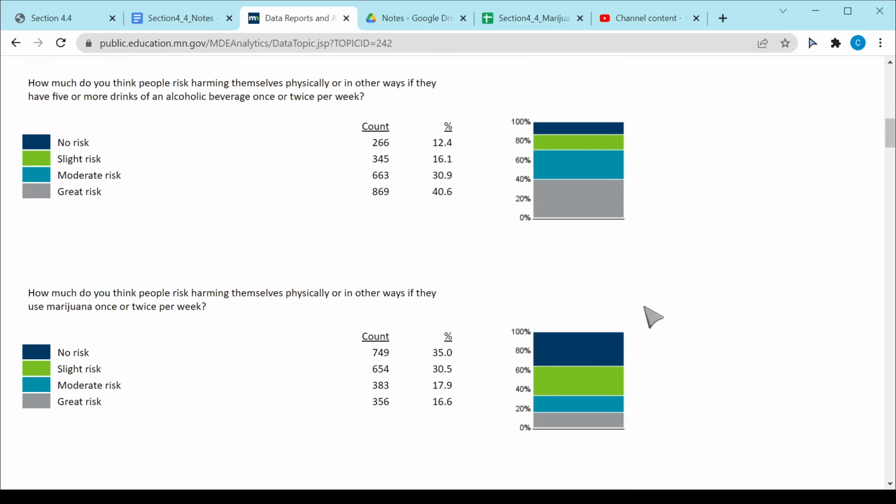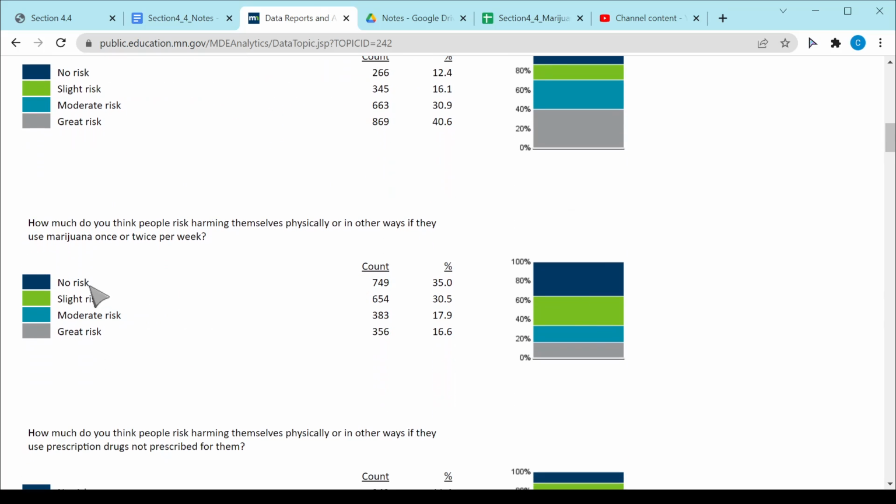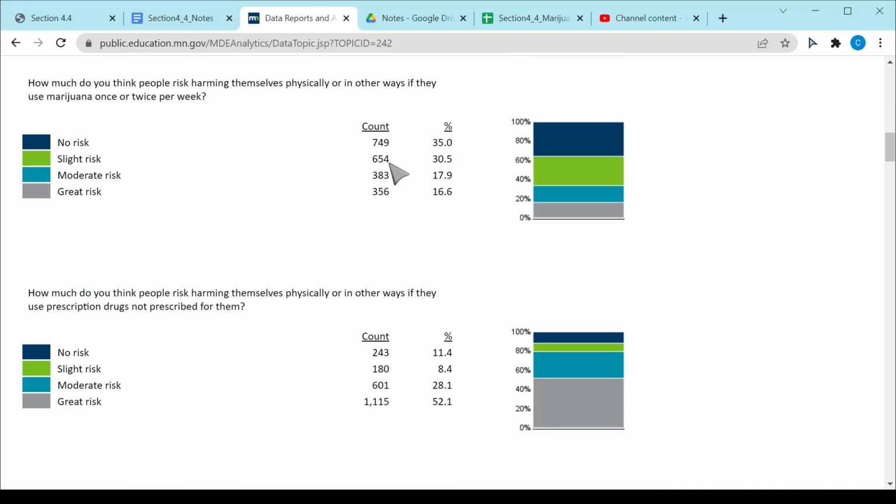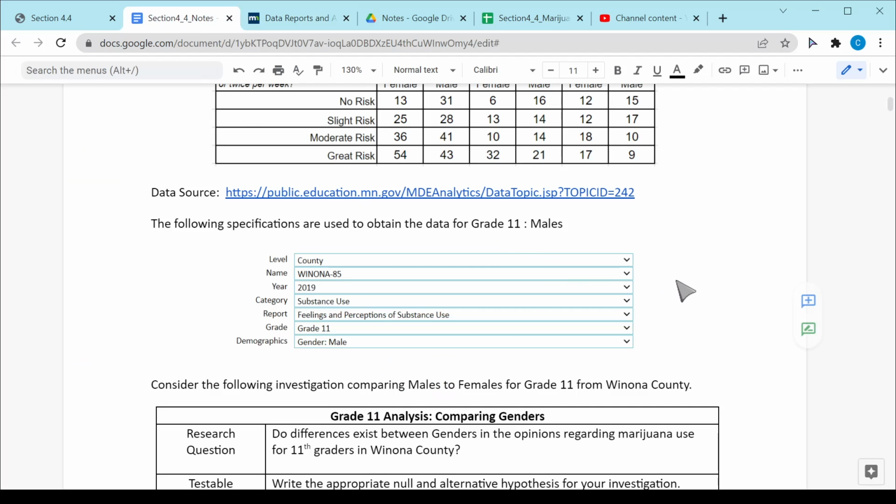Then down here you have the perceptions of marijuana, so this question right here. If you wanted to get the data for Hennepin County, which is much larger than Winona County, here are those numbers, for, I think I selected males here. So these are the numbers for the males, and then I would have to go back and get the information for females. So that's how you could do this test if you wanted to do some other county.